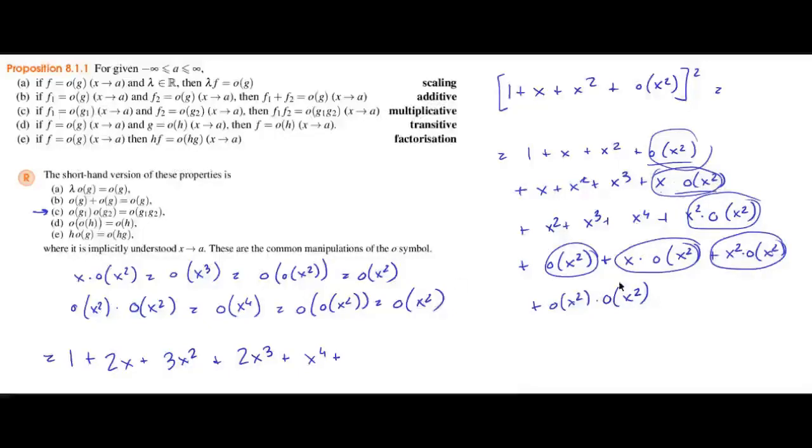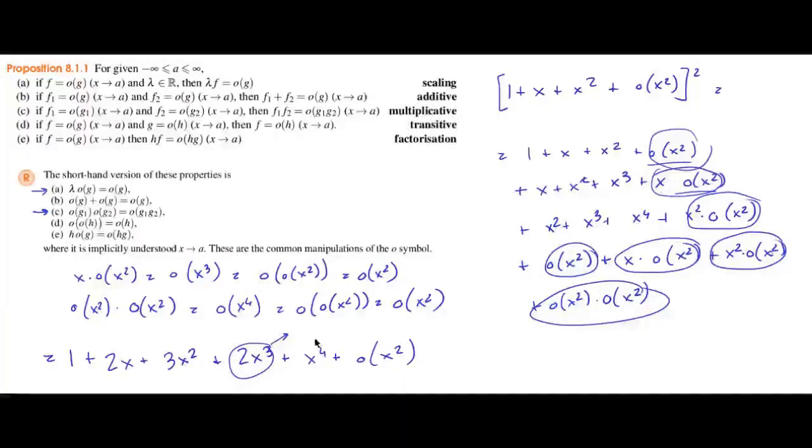So all of this combines to say that all of this is 1, 2, 3, 4, 5, 6, 7 times small o of x squared, but 7 times small o of x squared is equal to small o of x squared using the first property, right?